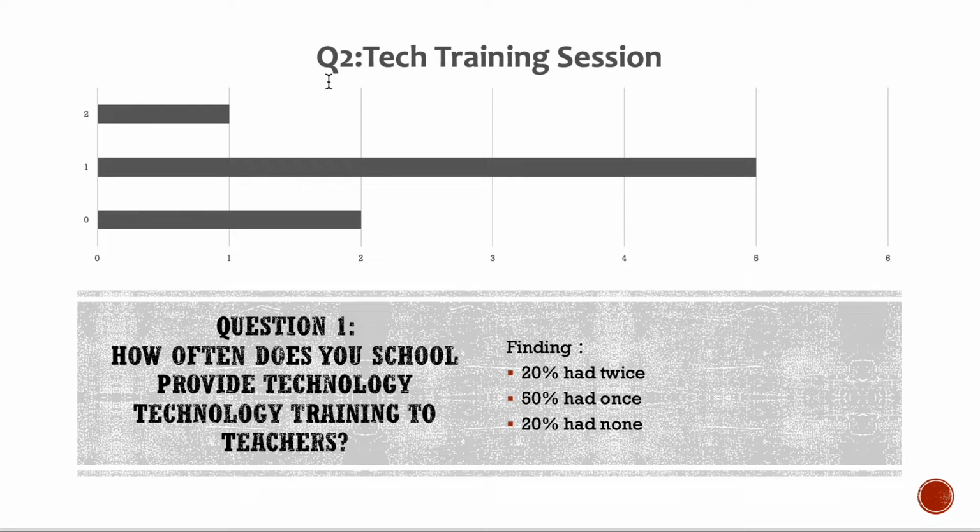So the first one is question 2, which is about how often your school provides technology training to teachers. Over half of the schools had a technology training session once each academic semester, 20% of schools can do it twice per year, and 20% of the schools had no technical session or support for staff. So it shows all the IB schools have different management and structure for using technology.